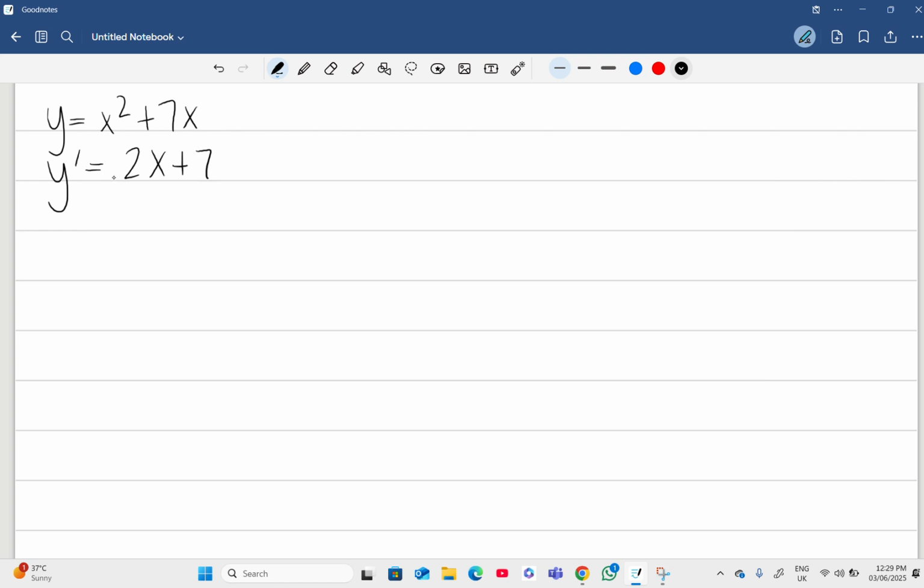Now, what's the point of integration? The integration is I'm going to be given the integral of the derivative, this. And my job is to find the original equation. So this is basically what the integration is for.